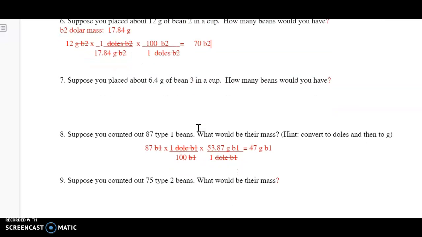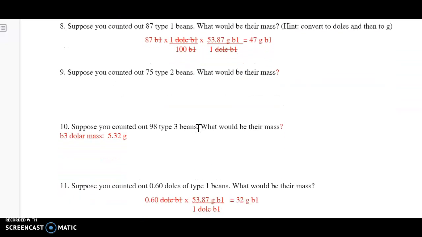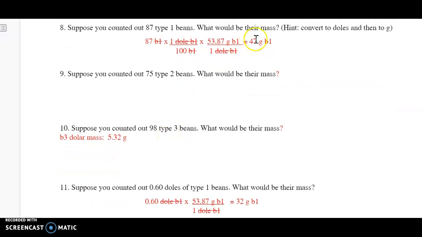All right, so that's it for number 6. Number 10, what I wanted you to see is number 10 is just like number 8, except it's dealing with bean 3. All right. And again, there's a hint here. This is one that you probably want to do in 2 steps. Converting your number of beans. So if you count out 98 of the beans, what's their mass going to be? So first find out the doles and then find out the grams. Okay? So we're going to do it very similar there.